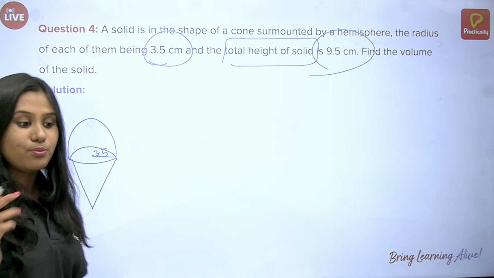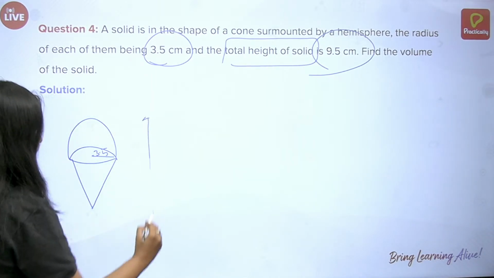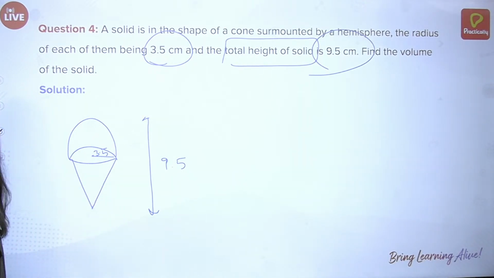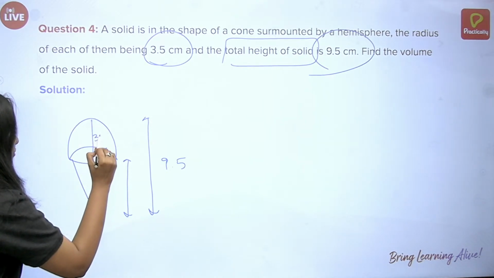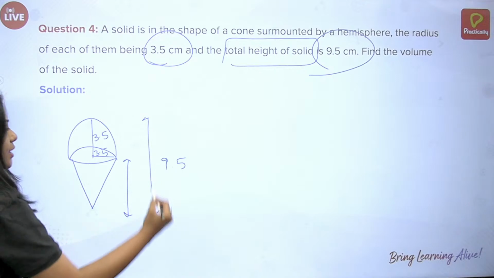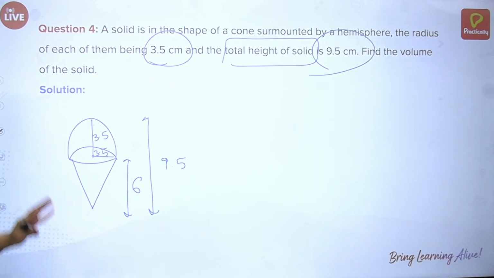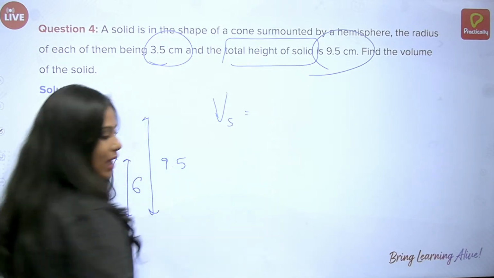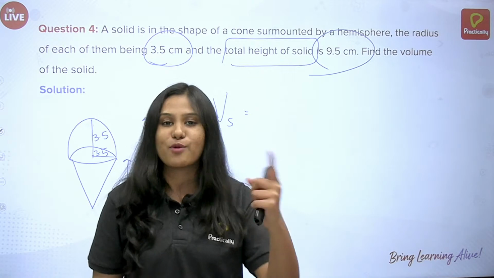And the total height of the solid. This is one of the important phrases in the question. That is, the complete height is 9.5. Then how do we get the height of the cone? This is also 3.5, correct? Why? Radius. 9.5 minus 3.5, so 6 centimeters. Now I gave you everything which is needed. So you have to find the volume of the solid. I will wait for 30 seconds and I'll start doing it, of course, but I want answers in the comments.